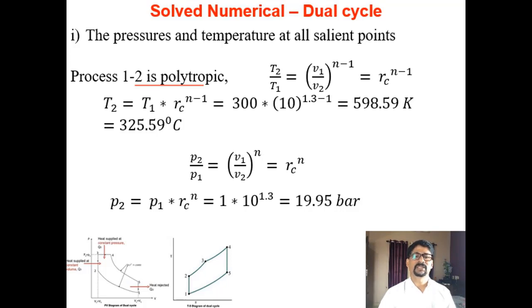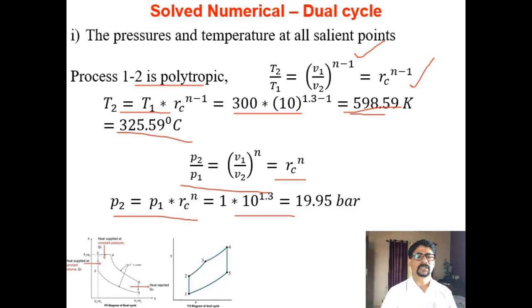T2 by T1 is equal to V1 by V2 to the power n minus 1, which is nothing but Rc to the power n minus 1, or T2 is equal to T1 Rc to the power n minus 1. Substitute here and simplify, and you will get the temperature at point 2, at the end of the compression process, as 598.59 Kelvin, or 325.59 degree Celsius. Similarly, P2 by P1 is equal to V1 by V2 to the power n, or Rc to the power n. P2 is equal to P1 Rc to the power n, so it is 10 to the power 1.3, and you get 19.95 bar.